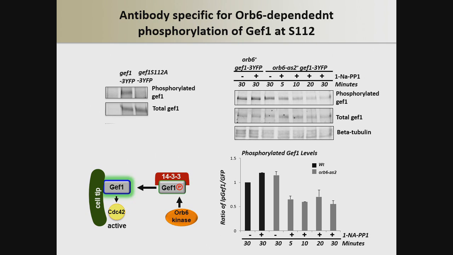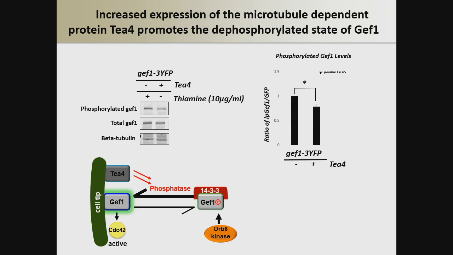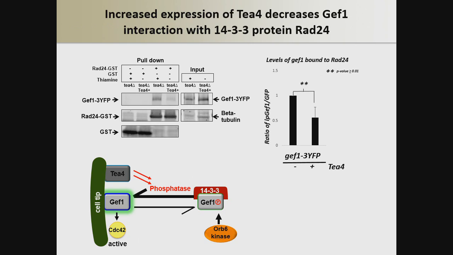Using this antibody, we went to test what the effect of the microtubule-dependent complex Tea4 was in the regulation of Gef1 phosphorylation. As you can see, when you overexpress Tea4, we see a reduction in the levels of phosphorylated Gef1, as we expected. I also told you that the phosphorylation of Gef1 promotes its interaction with the 14-3-3 protein Rad24. So we decided to test if by overexpressing Tea4, we can see changes in the interaction of Gef1 with Rad24, which is a 14-3-3 protein.